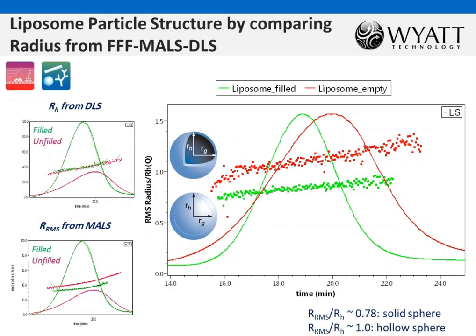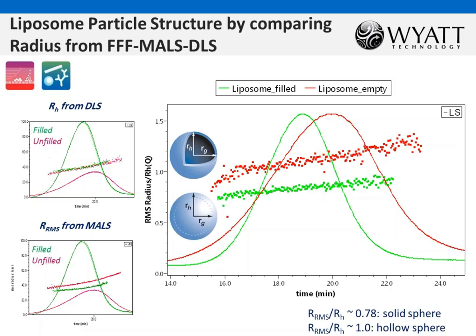Combining size information obtained from MALS with size information from DLS allows us to learn more about colloidal structure. The fractograms to the left display the DLS radius and RMS radius distribution for filled and unfilled liposomes. One can see on the top left that the hydrodynamic radius measures the shell and remains the same, irrespective of the degree of filling.